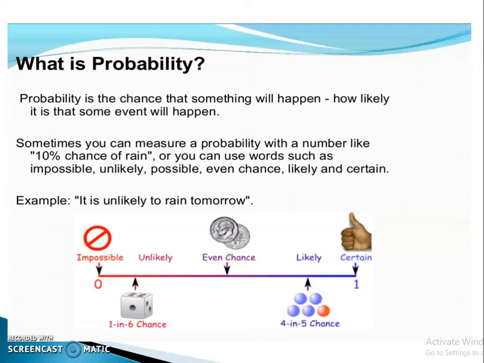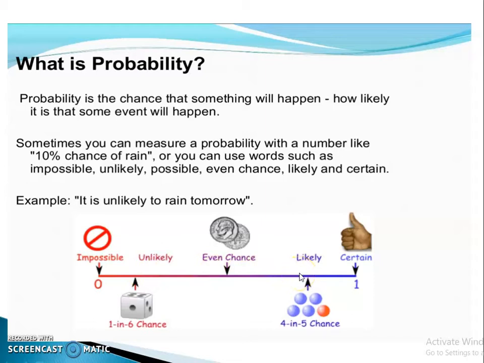For example, it is unlikely to rain tomorrow. On a probability scale, if an event is impossible, then probability is 0, and an event with a low probability is unlikely to occur, whereas an event with a high probability is likely to occur.